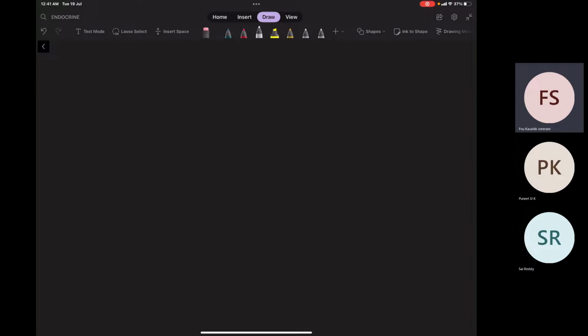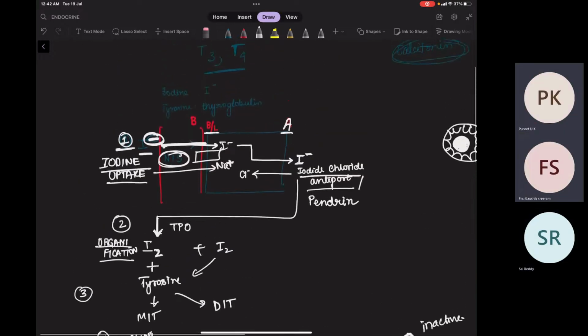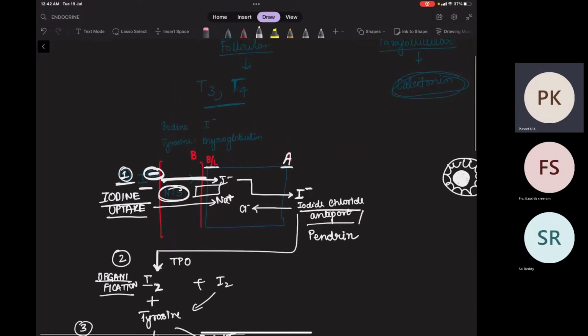Iodide will enter through the basolateral sodium iodide symport, and this is secondary active transport. After it enters, it will exit through the iodide chloride antiport. Once you have this, the iodine will get organified through TPO. Wait, stop, just one second.